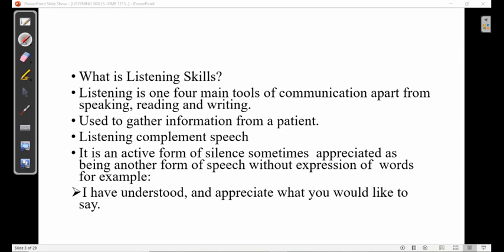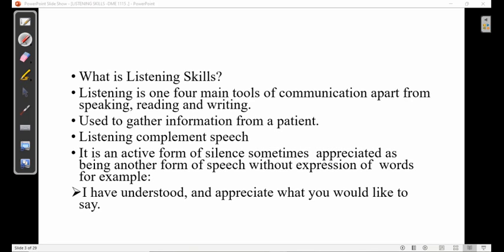We use listening when we want to gather information from a patient, especially since this course deals with medical students. So listening complements speech. It is very difficult for you to speak well when you don't listen well. Because how do you even respond well when you don't understand what the conversation is about? That is why listening complements speech.